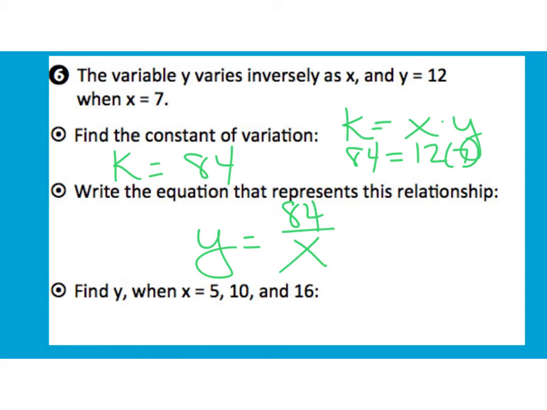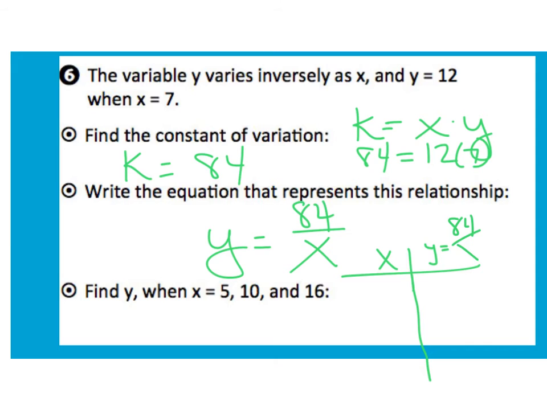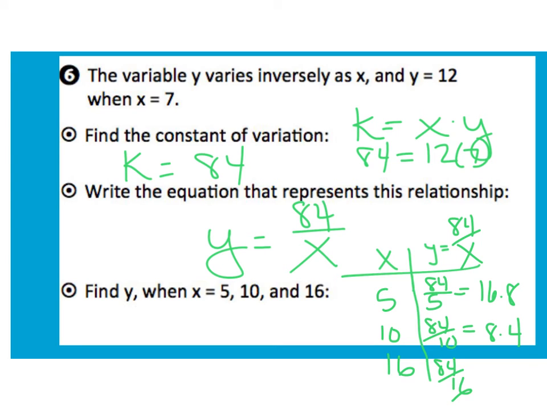Next, I'm told to find y when x equals these different values. So I just like to set up a table here, x, and again, y is 84 divided by x, 5, 10, and 16. So I'm just going to substitute. Let's see, 84 divided by 5 is 16.8. 84 divided by 10 is going to be 8.4, and 84 divided by 16 is 5.25.